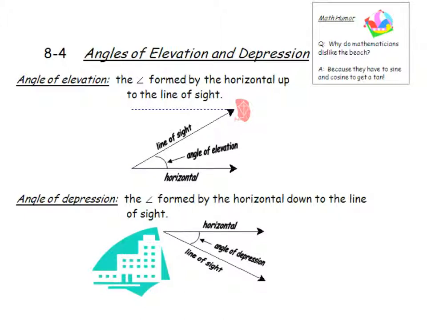Why do mathematicians dislike the beach? Well, because they have to sine and cosine to get a tan.